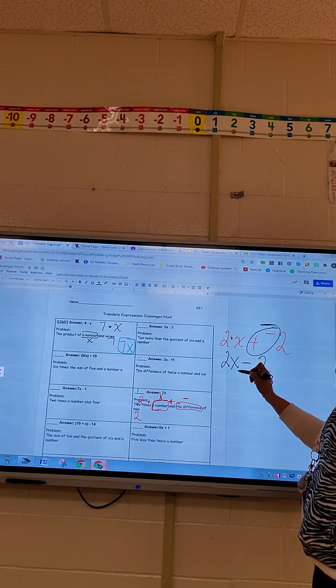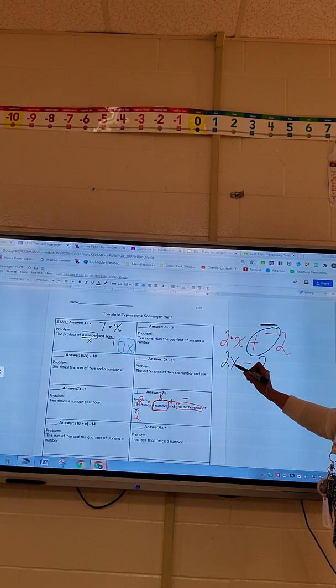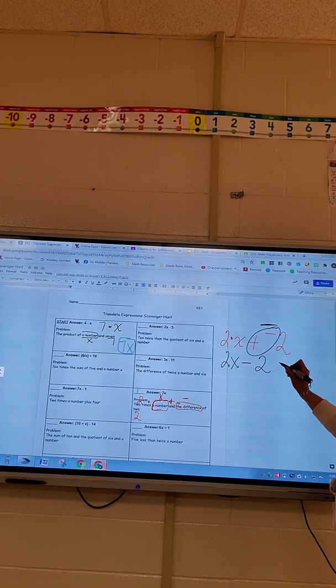2 times a number and the difference of 2. Is that what that says? 2 times a number and the difference of 2. There it is. From this day forward, as long as we live, you've got to know that this 2x minus 2 is the same thing as 2x plus a negative 2. You got to know that.